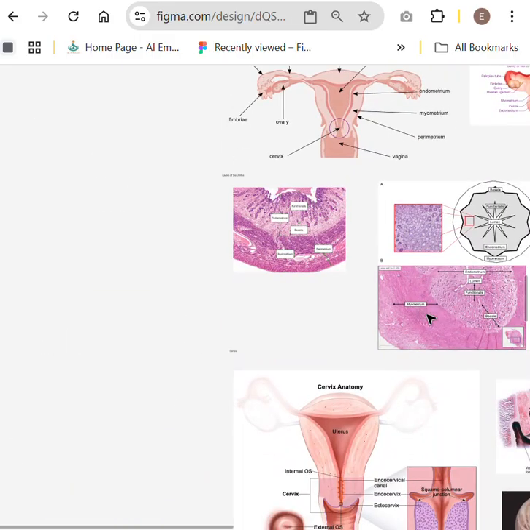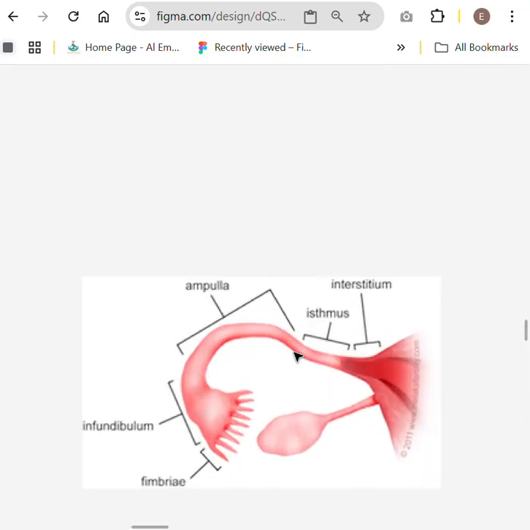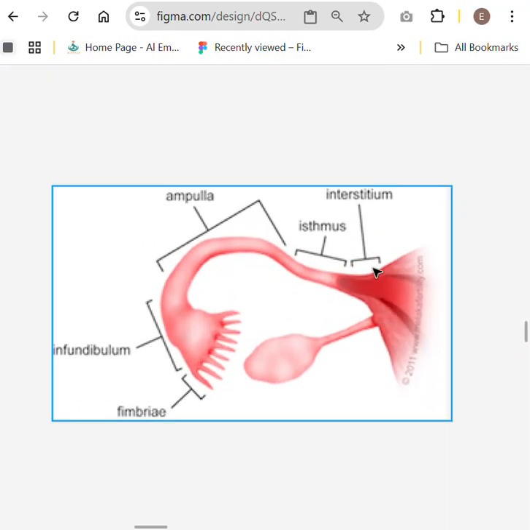Now let's talk about the fallopian tubes. Look at this. This is an important picture. It's not very clear, but this is important because it's showing you the interstitial portion also. The fallopian tubes extend outward from the uterine cornu. Where the fallopian tube inserts into the uterus, that area we call the cornu. And above the cornu, the part of the uterus is called the fundus.